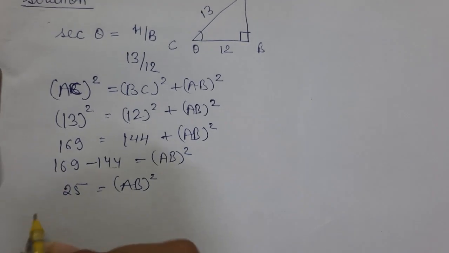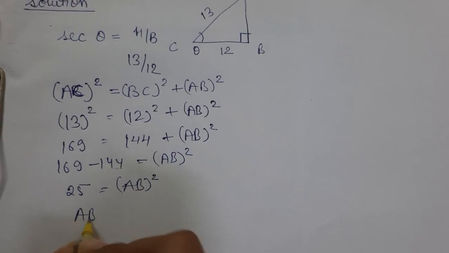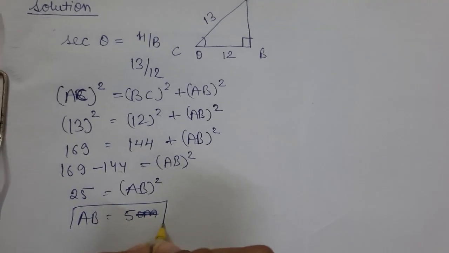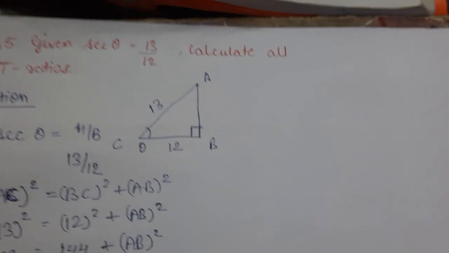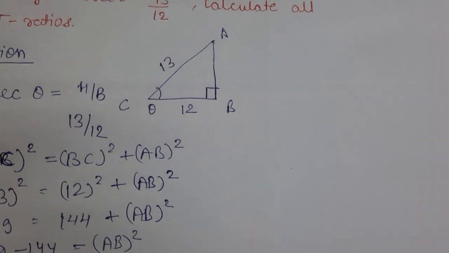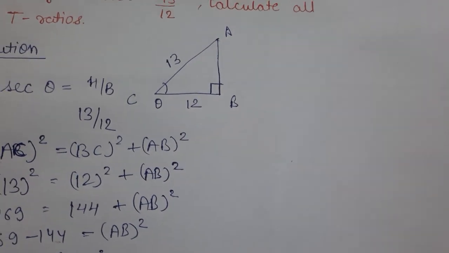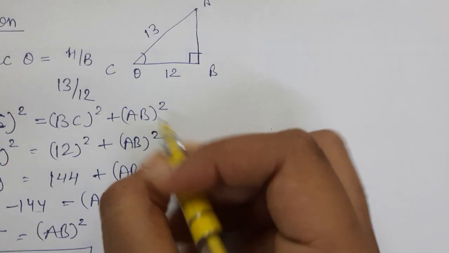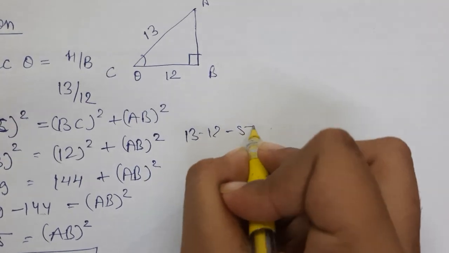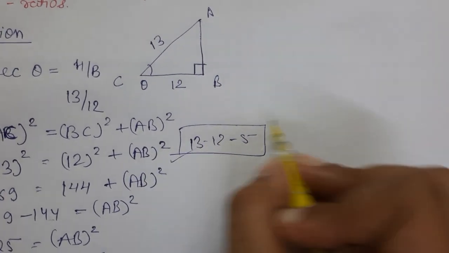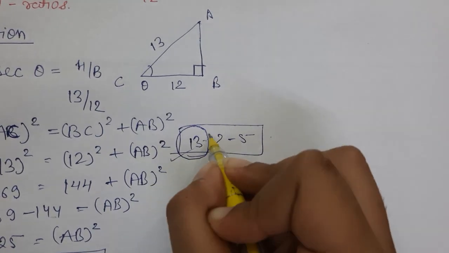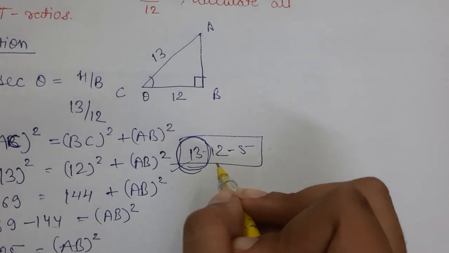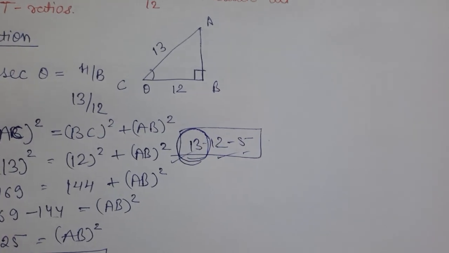Again we'll take the under root of 25 and we'll get AB as 5 units. Sorry, not centimeter. A tip for you: for any right angle triangle, if the hypotenuse is 13, the set goes as 13, 12 and 5. This is a bonus tip for you. If 13 is the hypotenuse, either the base or the perpendicular will be 12 or 5.